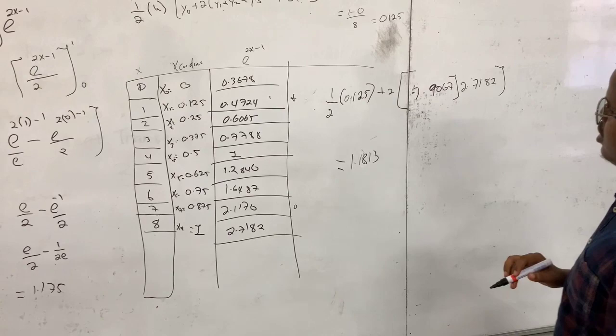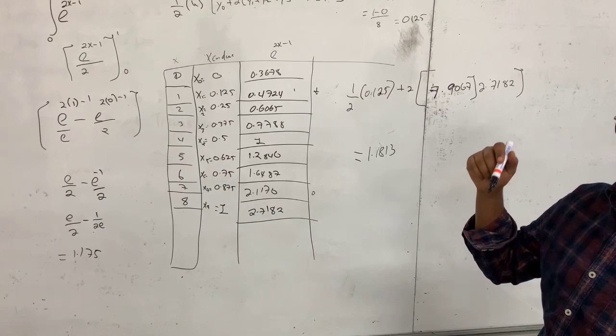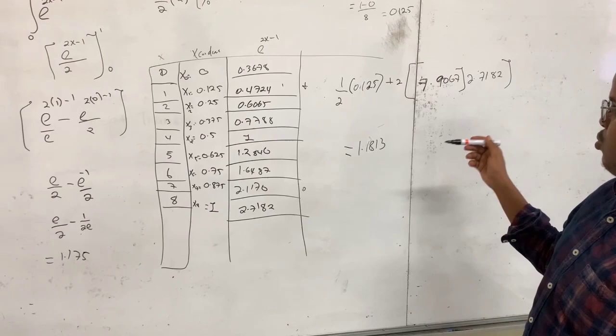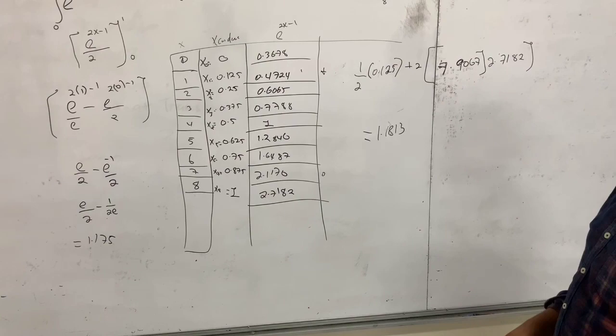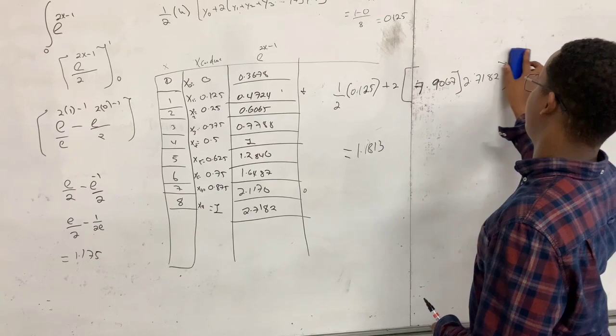For the Trapezoidal rule, and also Simpson's rule, it's not really the exact answer, but just an approximation. So we get 1.1813, and that's a little bit higher than the answer we get in normal integration. This time, we will try to use Simpson's rule, and that will be more accurate than the Trapezoidal rule.